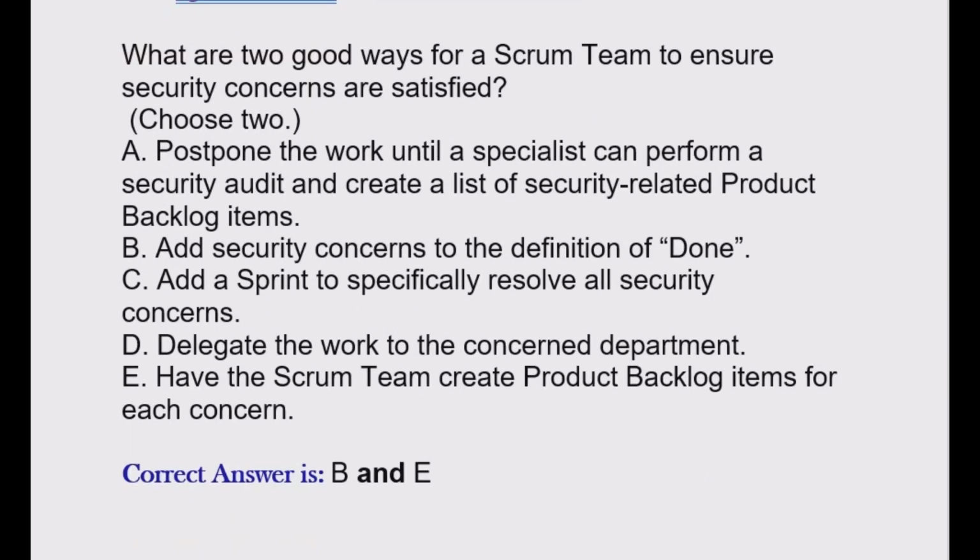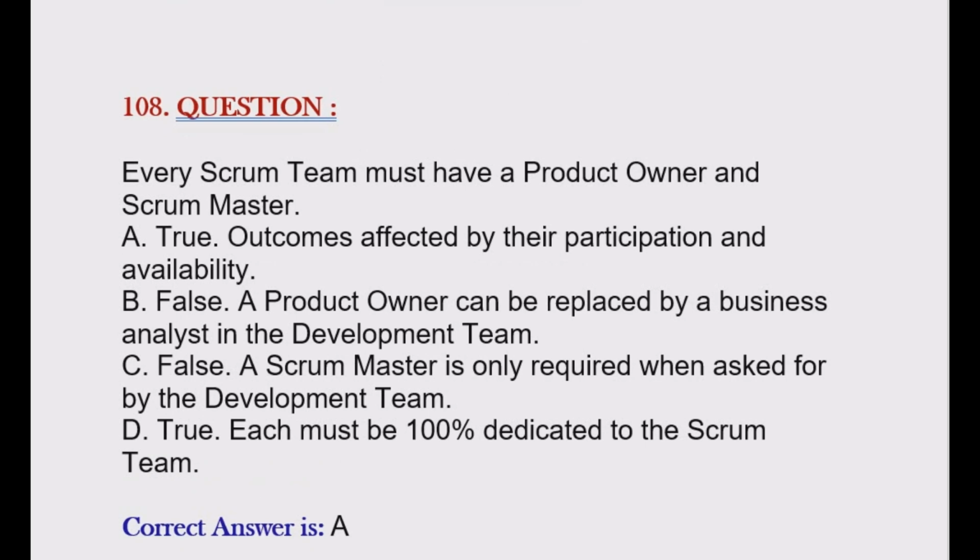Correct answer is option B and option E. Question is every Scrum team must have a product owner and Scrum Master. Option A, true. Outcomes affected by their participation and availability.